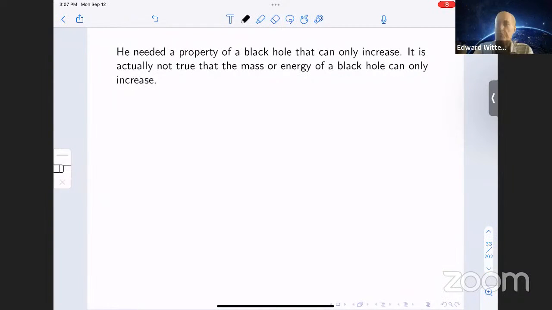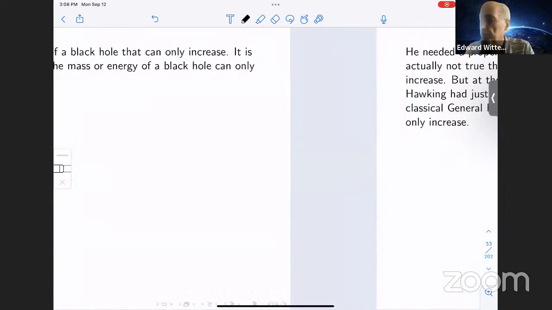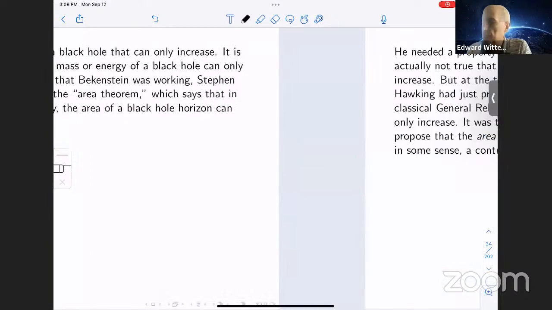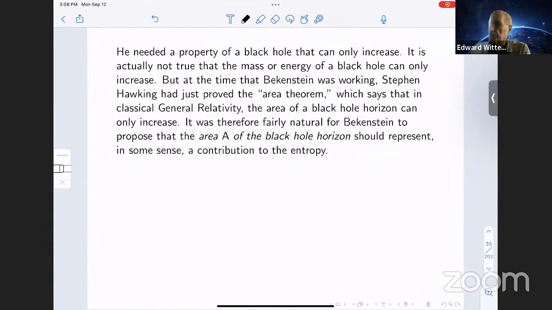A black hole, for example, could be spinning. And if a black hole is spinning, you can make it spin slower by sending in matter that has opposite angular momentum. And when the spin of the black hole goes down, its mass goes down as well. So it's not true that the mass of the black hole can only increase. But just at this time, Hawking had proved the area theorem, which says that in classical general relativity, the area of the black hole horizon can only increase. So it was fairly natural for Bekenstein to propose that the area of the black hole horizon would represent, in some sense, a contribution to the entropy.